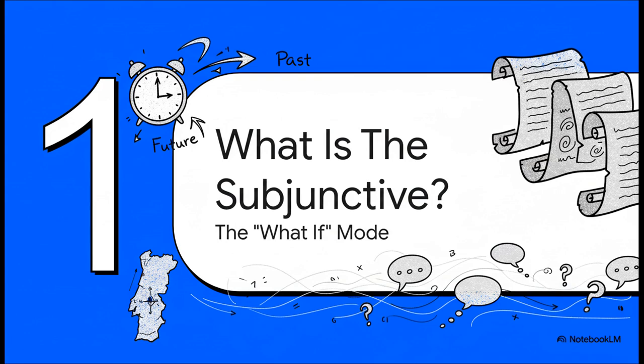To really get a grip on this what-if mode, we're not going to just sit here and memorize rules. No, we're going to do something much cooler. We're going to travel through time. We'll look at the subjunctive in the present, then the past, and finally the future. Think of this timeline as our roadmap.